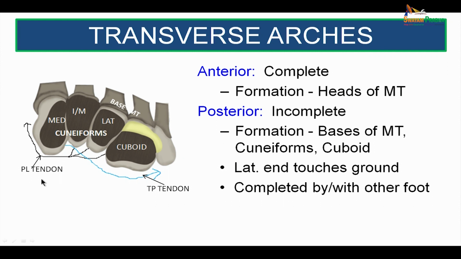The anterior arch is a complete one formed only by the heads of the metatarsals. So, they touch the ground end to end, whereas the posterior one is an incomplete one, in the sense that it forms only half the arch, and the arch becomes complete by the other half in the other foot. Thereby it becomes a complete dome. It is formed by the bases of the metatarsal bones, the cuboid and the cuneiforms. It is the lateral end that touches the ground.